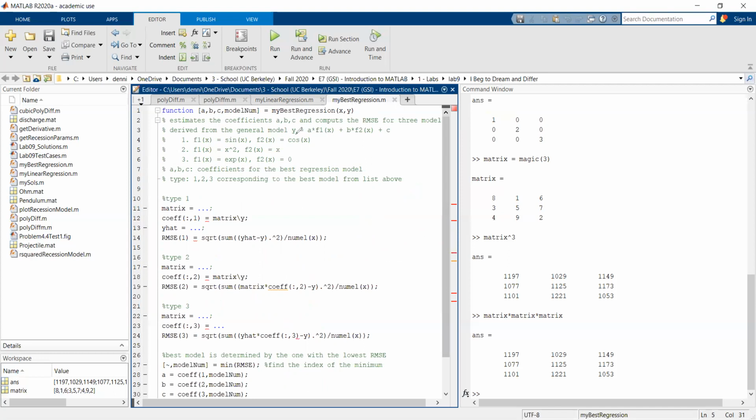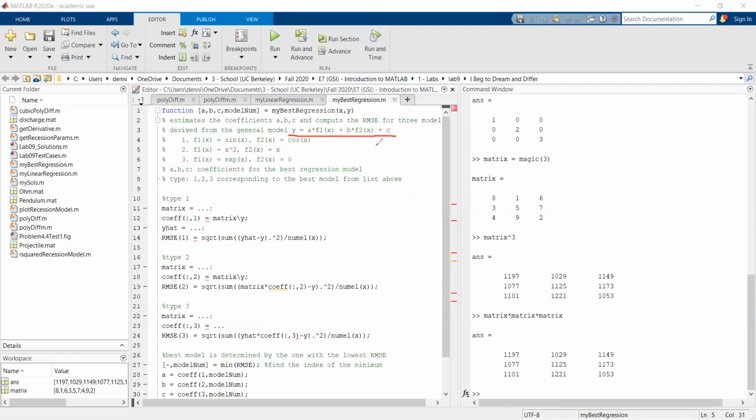here's your thing up here. And this is what your model denotes. It's basically 3 different models depending on what you plug in: sine, cosine, x squared, x, or e to the power of x, and 0. And the way we're going to do this is we're going to write it like this: y equals, let's do the first one as a demonstration. So y equals a sine of x, plus b cosine of x, plus c.